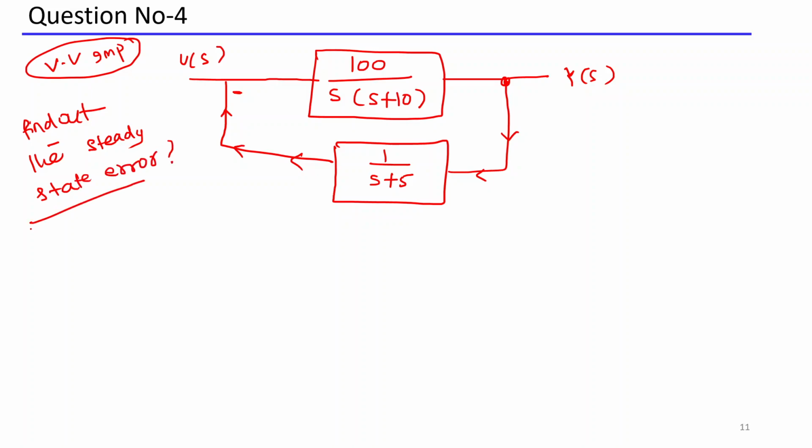What is the steady state error of the system? So remember 1, 2, 3 questions. First point you remember, these are very important points, try to understand. Whenever a question asks you for steady state error, steady state error is only applicable for a unity feedback system.